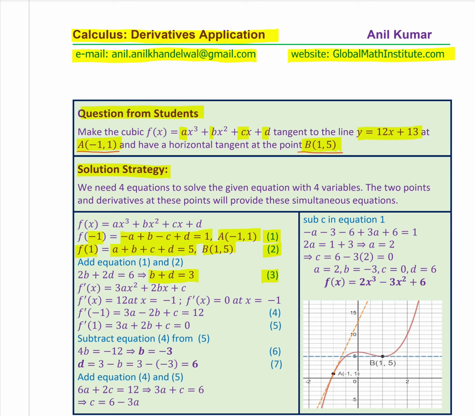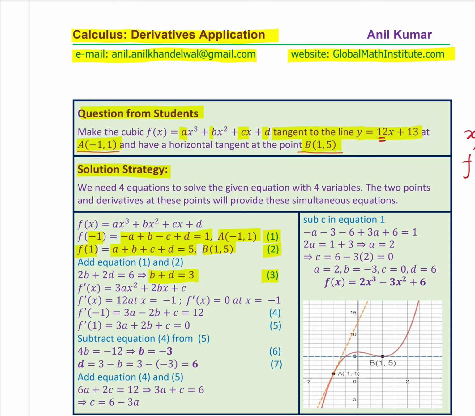Now, how do we get the third and fourth equation? Well, for that, let's look into the concept of tangents. So we are saying tangent to the line y equals 2x plus 13. It really means that at the point minus 1, 1, that means at x equals minus 1, the derivative of the function, which represents the tangent, should be the slope of the line, right? So that should be equal to 2. Is that clear to you? So that should give us the third equation.